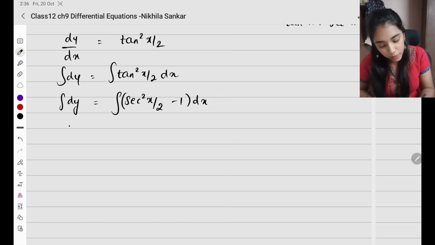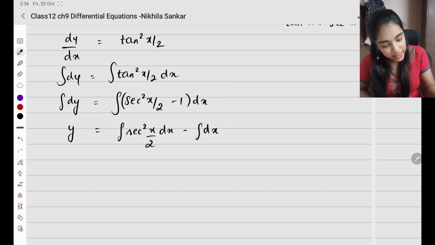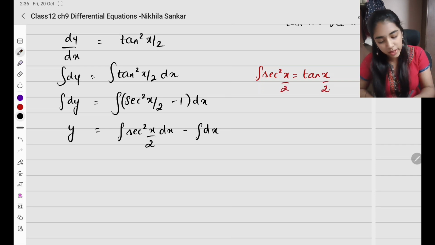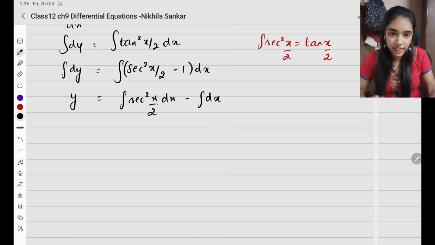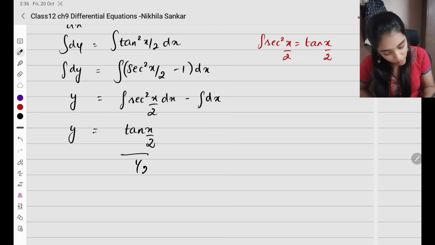Integral of dy is going to give me y equals integral secant square x divided by 2 times dx minus simply dx. Integral of secant square x என்ன? Integral of secant square x is going to give me tan x. But in that இடத்துல by 2 இருக்கா? So இந்த by 2 மறக்காம போட்டுறணும். You have to write the exact angle. என்ன கொடுத்திருக்கோ அதே angle எழுதணும். அதே theta.